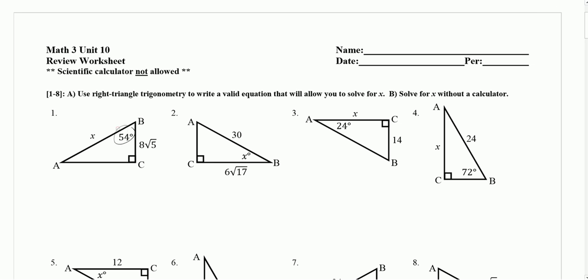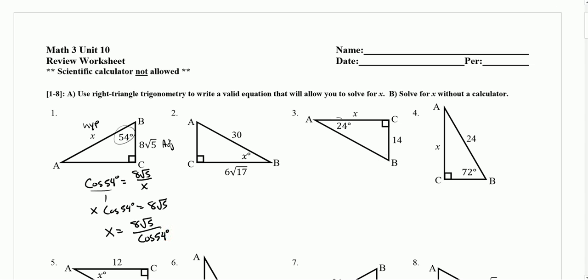So 54 is our reference angle, this is the hypotenuse, this is the adjacent side, and so the cosine of 54 would be the adjacent over the hypotenuse. Think of that as a proportion, cross multiply, and you get x times the cosine of 54 is 8 root 5 times 1. And then divide by the cosine, you get x is 8 root 5 divided by the cosine of 54.